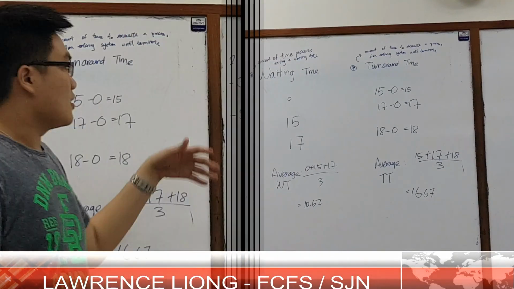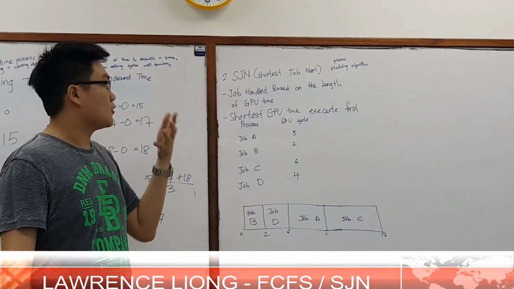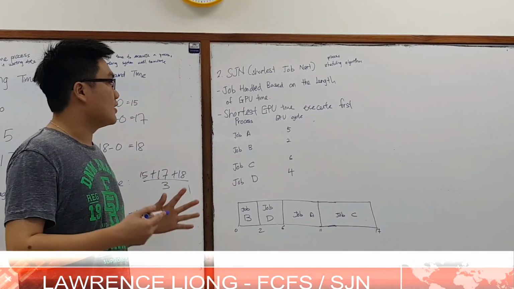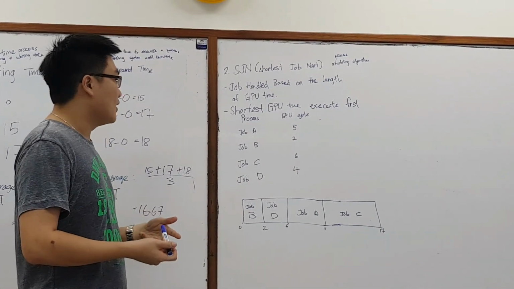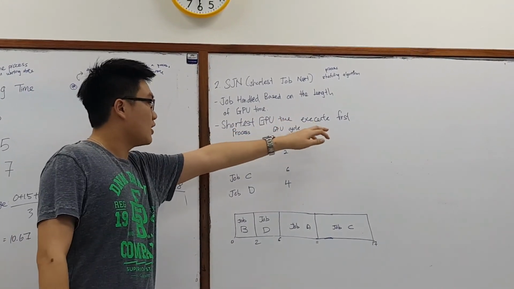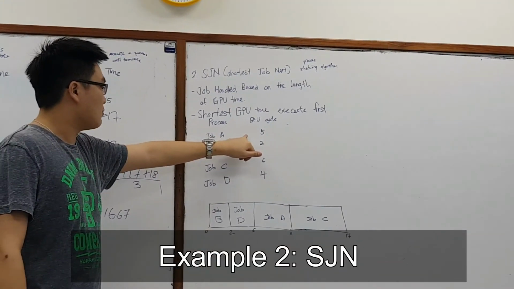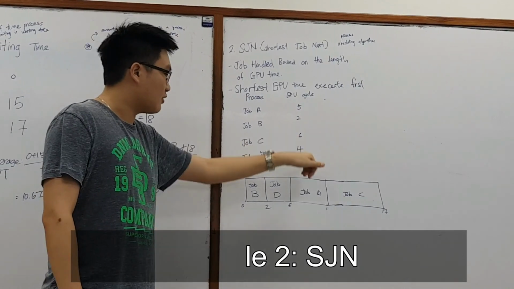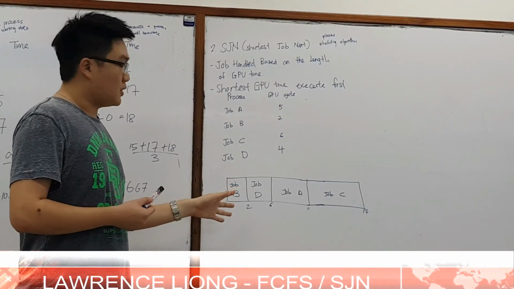Let's proceed to another example of the process scheduling algorithm, which is shortest job next, simplified as SJN. In this algorithm, jobs are handled based on the length of the CPU time, using the concept of shortest CPU time executes first. In another example question, job A has 5 CPU cycles, job B has 2, job C has 6, and job D has 4. So we arrange it in the timeline from the shortest CPU time to execute first.